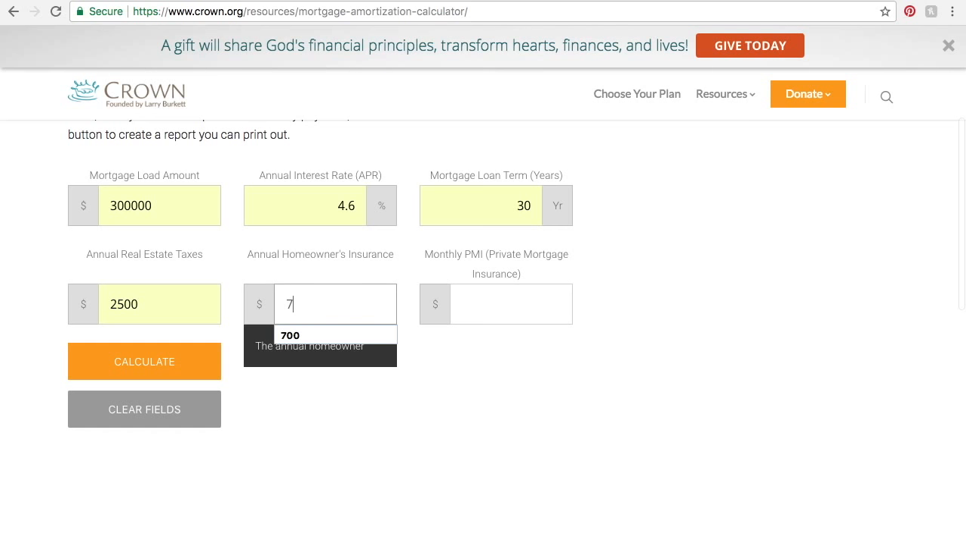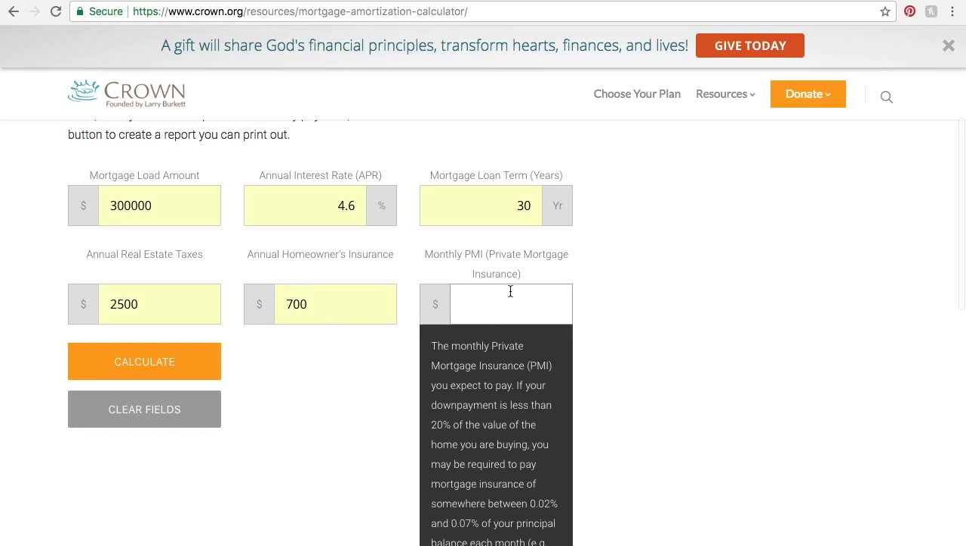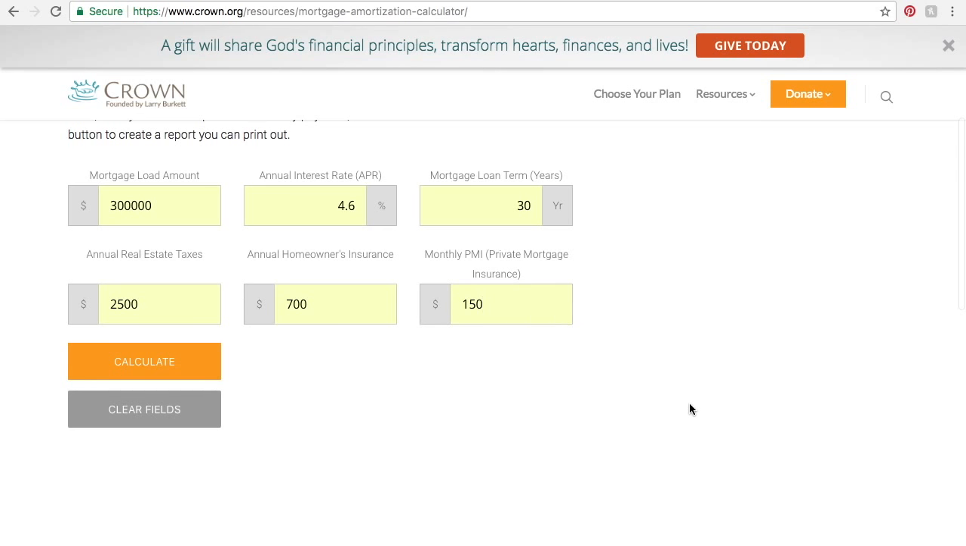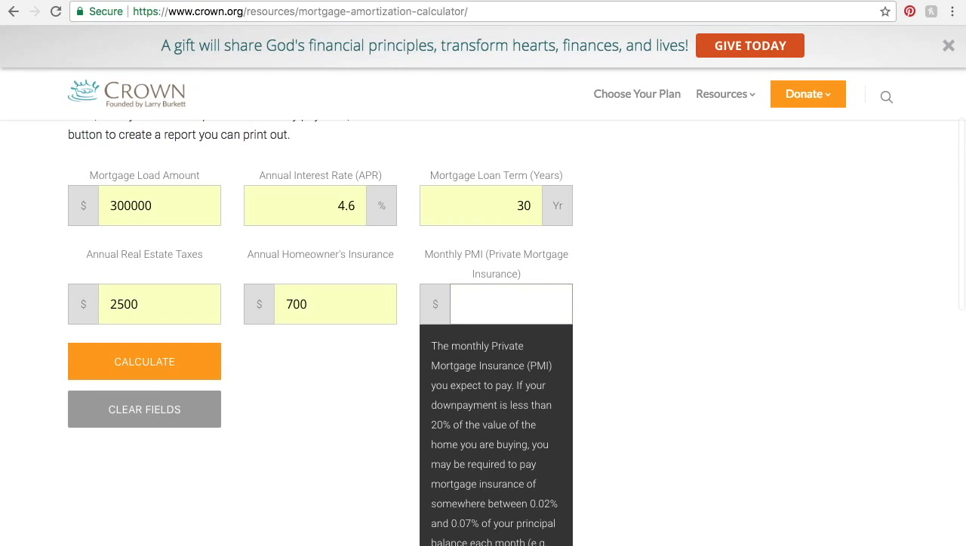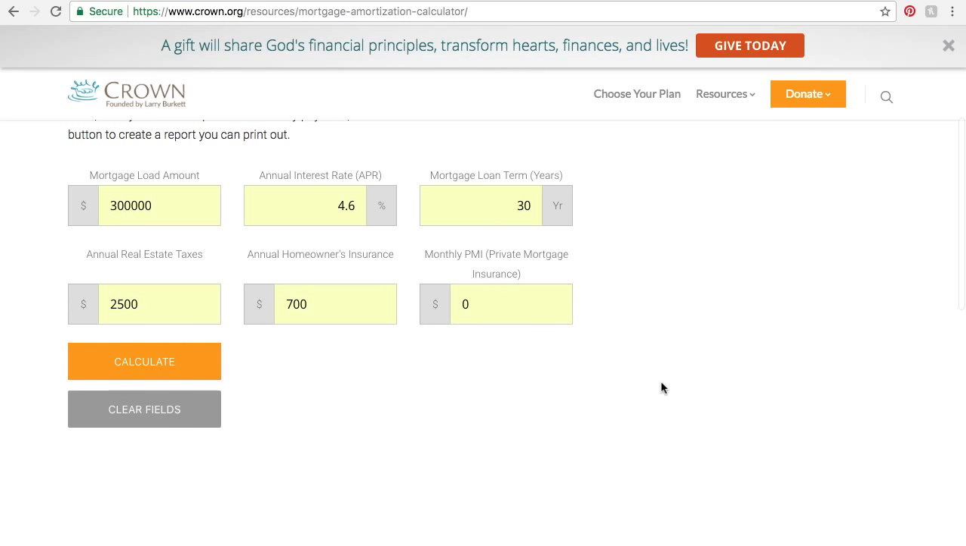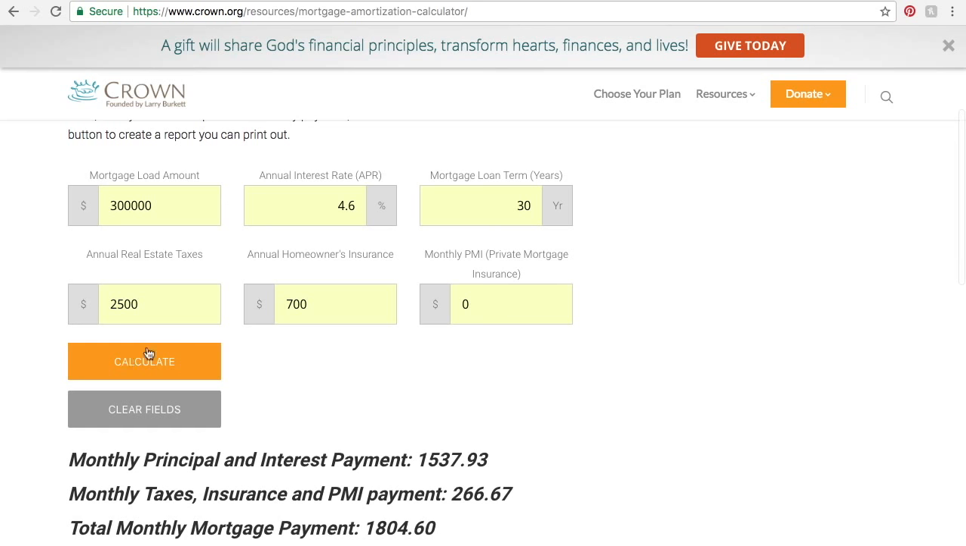Annual homeowners insurance, again, is going to be very individual from home to home. And then PMI is your private mortgage insurance. If you are a borrower and you do not have 20% to put down, the bank sees you as a risk and they will charge you mortgage insurance. That mortgage insurance might be somewhere in the neighborhood on a $300,000 loan of $150 a month. And I will point out that that $150, as to you, the borrower, is no benefit at all. It is simply a benefit to the bank because they see you as a risk. For our example, I'm going to put 0 in there. We're going to assume we had 20% to put down. And we're going to hit calculate.